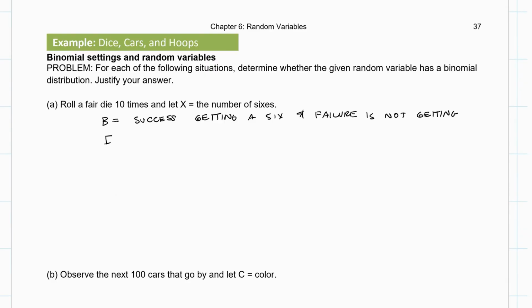Is every trial independent? Well, we already know that rolls of dice are indeed independent, so they're independent. Is there a set number of trials? Yeah, the set number of trials is 10 because we're going to roll a die 10 times. And S, is the probability of success the same on every trial? Well, the answer to that is yes, because the probability is 1/6. So this fits the binomial setting.